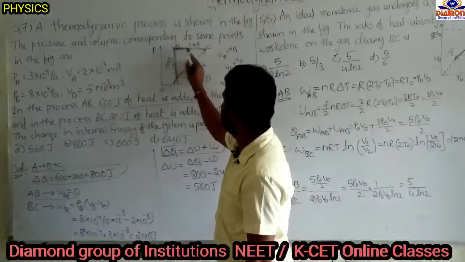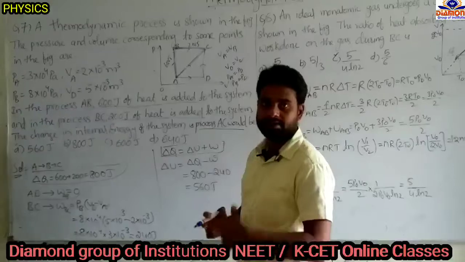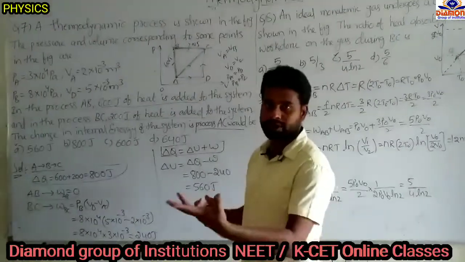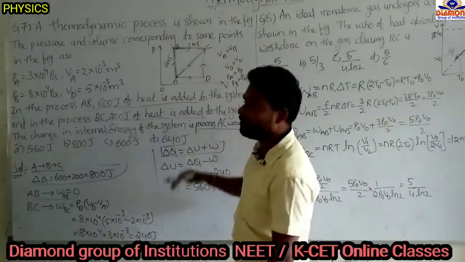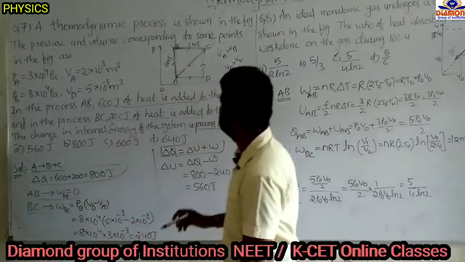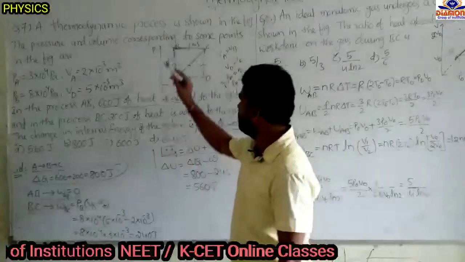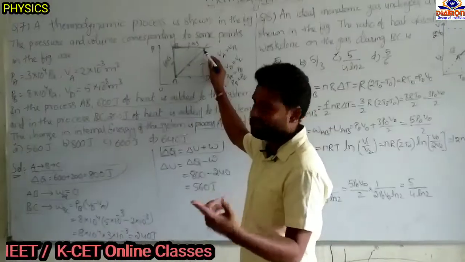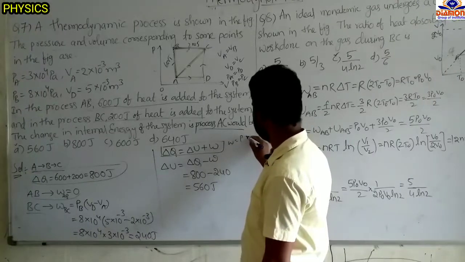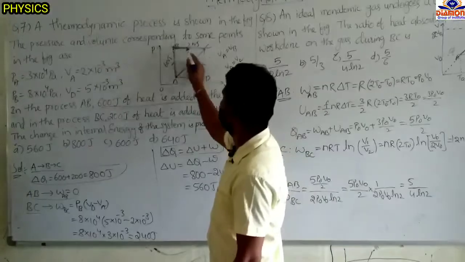Next, we have to find the work done from B to C. For a PV graph, I said already, the area under the curve gives the work done. So the area under the BC curve gives the work done. B and C have the same pressure, so work done equals pressure times change in volume. We already know the work done formula, W equals P dV. B and C are both at the same pressure.